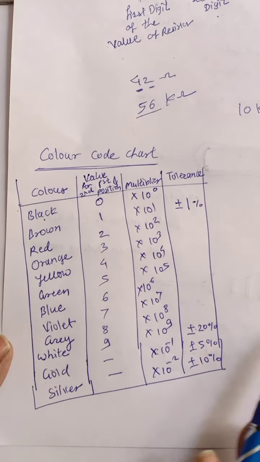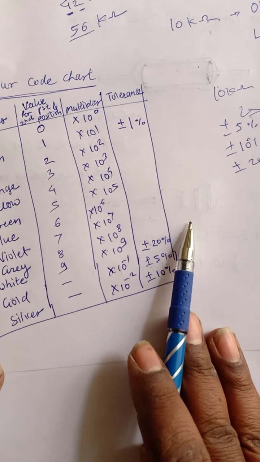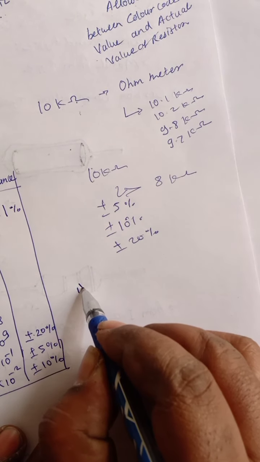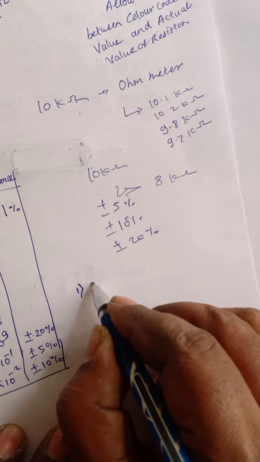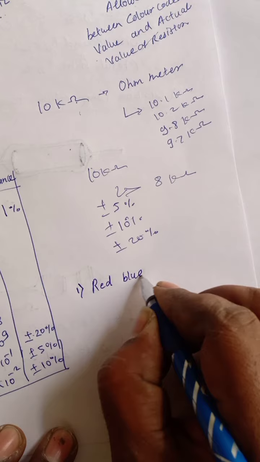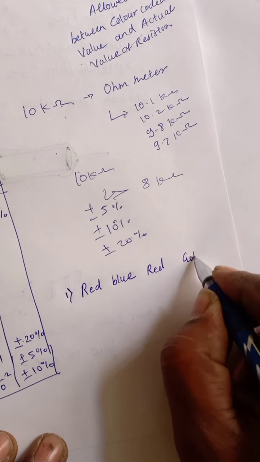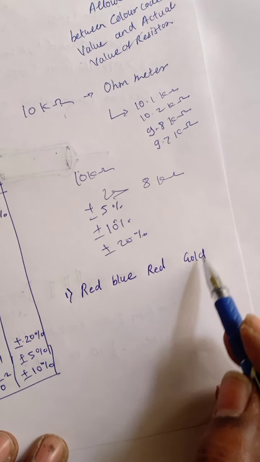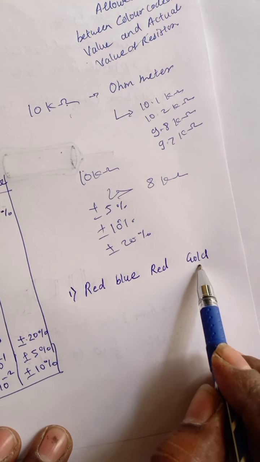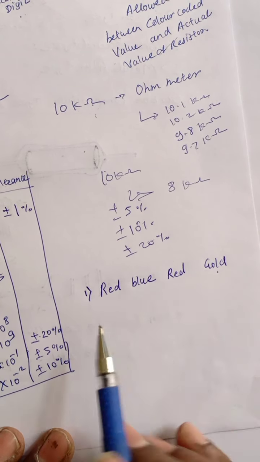Let us see how we are going to find the value from the color code. Suppose the first color is red, then the second one is blue, then the third one is red, and the last one is gold. The last band does not play a part in the value of the resistor. It shows only the allowed maximum difference. So you write this gold fourth tolerance band separately.